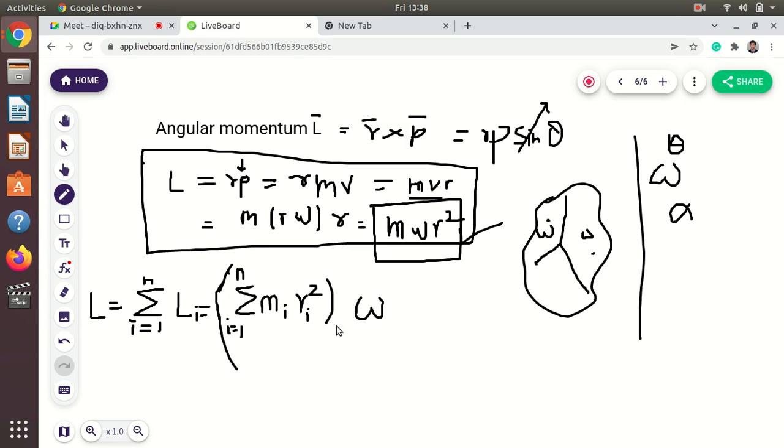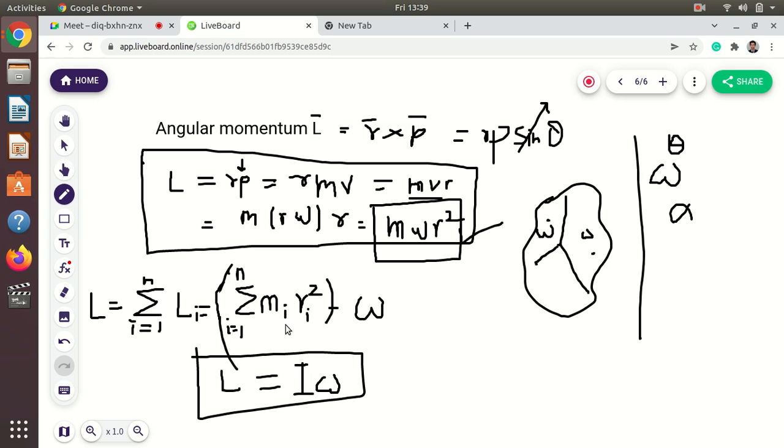So do you remember what quantity this is in angular or rotational motion? Do you remember? In the offline lecture we have written the formula. Correct, moment of inertia, I. So we can write this as equal to I. I is the moment of inertia of this body, and omega is the angular speed or angular velocity of this body. So for a system of particles, L is equal to I omega.